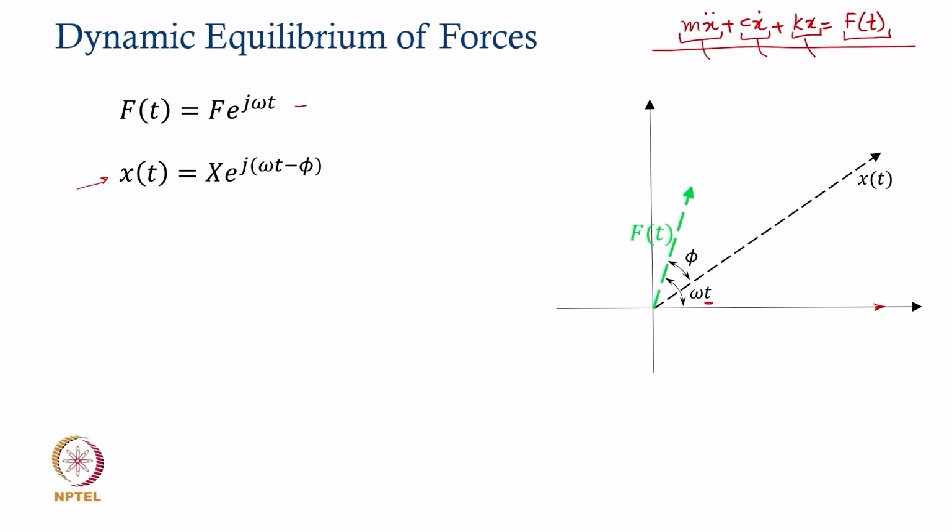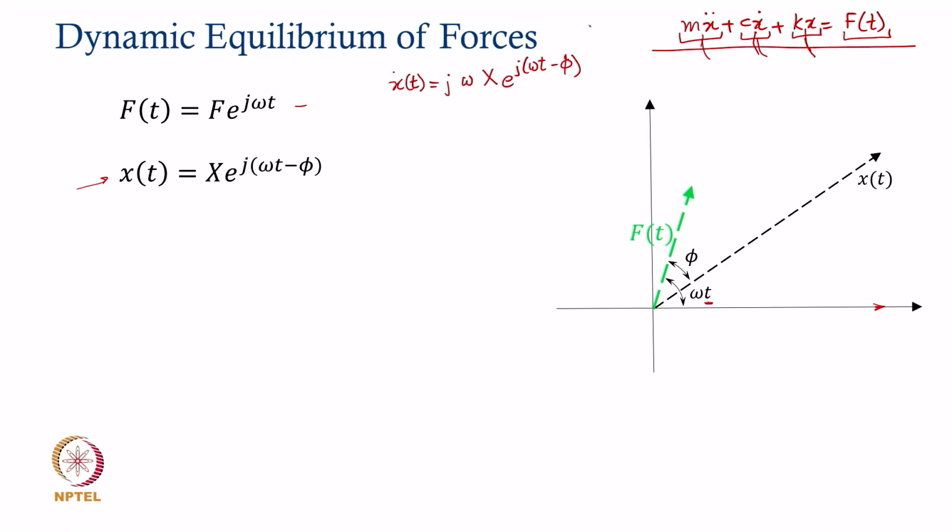Now, because there are other time derivatives of the response x involved here, x dot and x double dot, if I take the derivative of the response and write the velocity term, what would it be? It is going to be j omega X e to the power j (omega t minus phi).